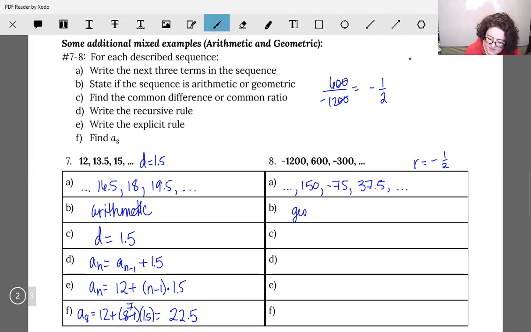We definitely use this as a geometric sequence. Our common ratio that we multiplied by was negative 1/2. And so again, the recursive formula just says, hey, keep multiplying by that negative 1/2. So a sub n equals a sub n minus 1 times negative 1/2, or negative 0.5. Really doesn't matter how you write it.